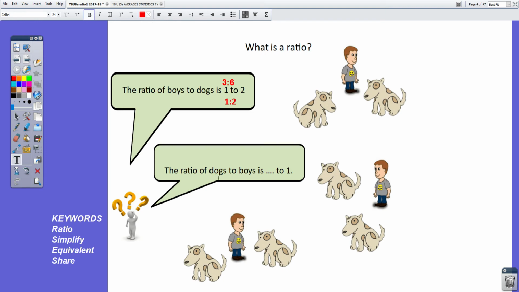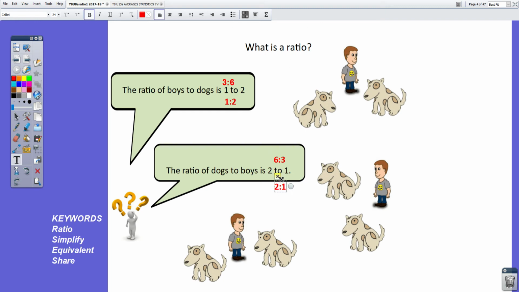Similarly, if I wanted the ratio of dogs to boys, count up the dogs. There are 6 dogs. There are 3 boys, 6 to 3. I now want to express it in the form something to 1. So I've got 1 boy. I have to divide this side by 3. 3 divided by 3 is 1. 6 divided by 3 is 2. So the ratio is 2 to 1, or I can express this using the colon sign as 2:1, like so.